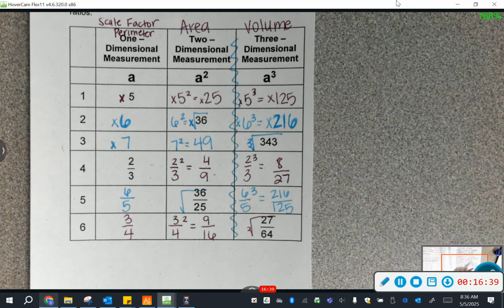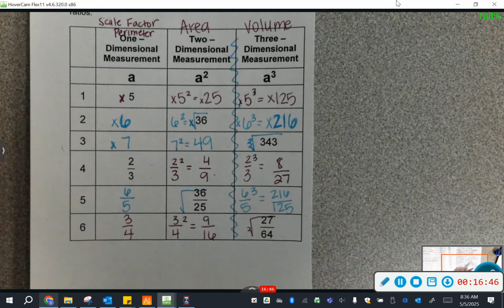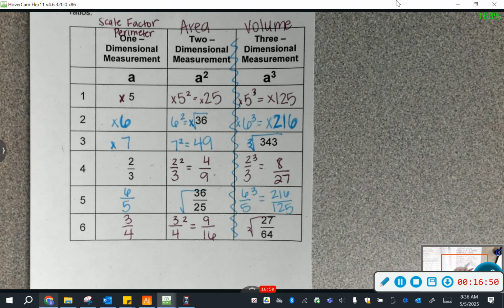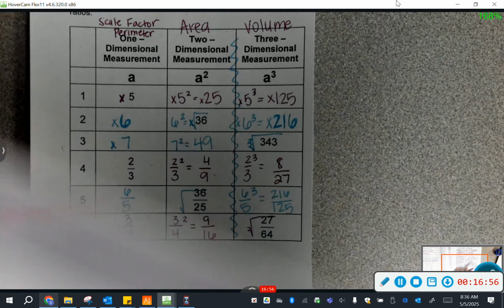All right. This is our last page in our notebook. We're not done. Don't crumble it. You still need this for your assessment. So, let's add to our table of contents.